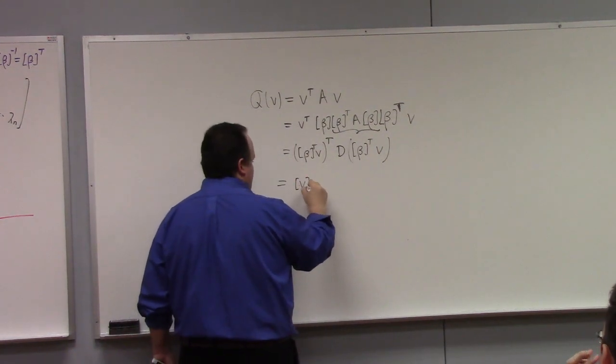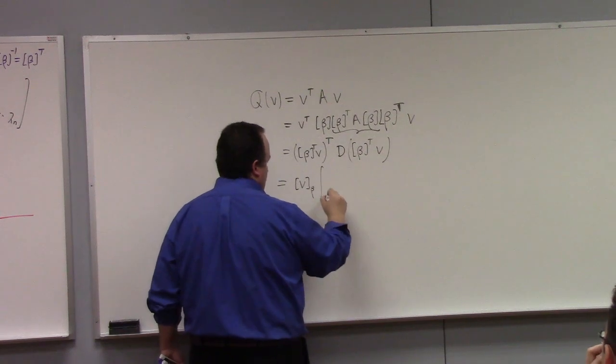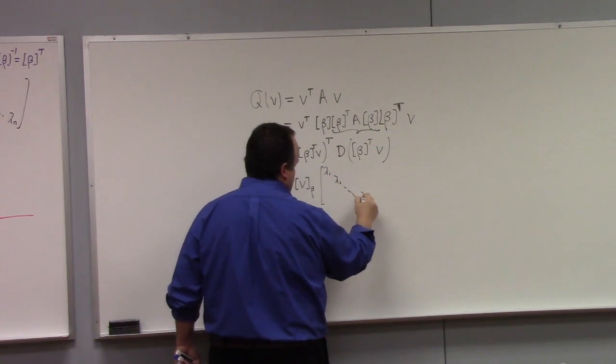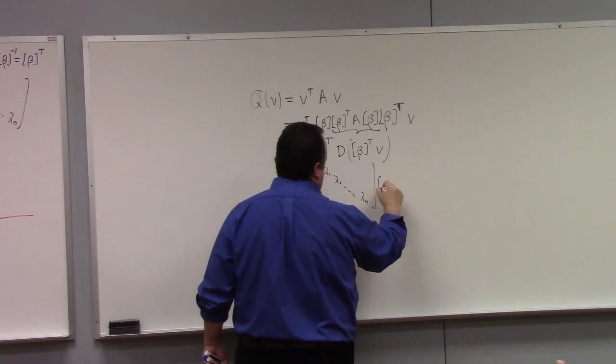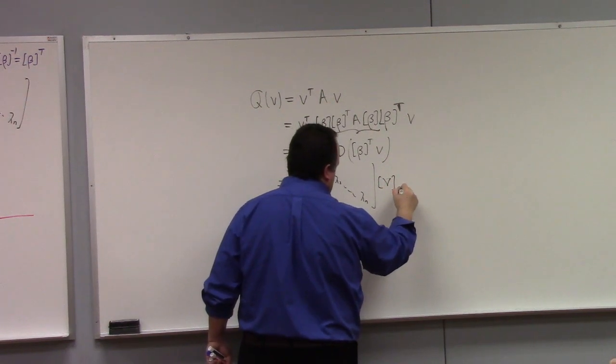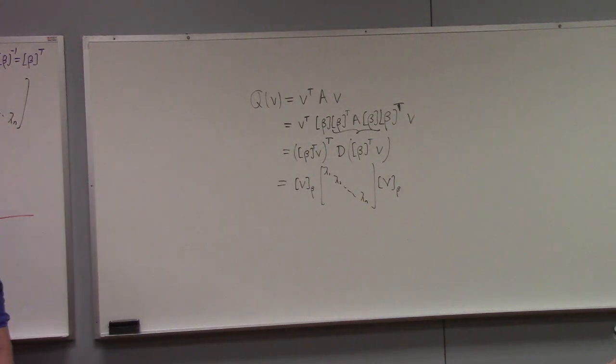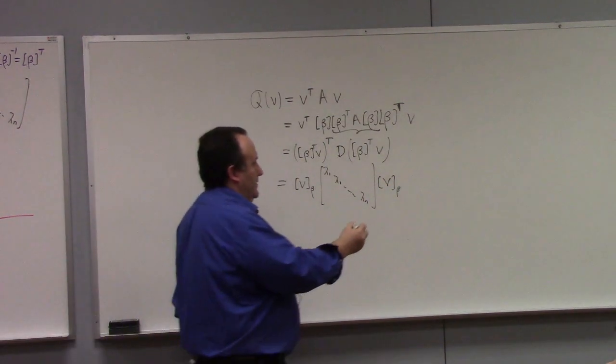So you're looking at V in the beta coordinate system times the diagonalization of A, lambda 1, lambda 2, lambda n, times the coordinate vector of v in the beta basis again. Because beta transpose times v is beta inverse times v, right?